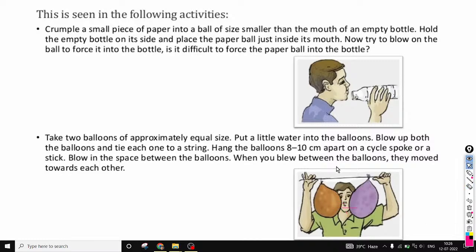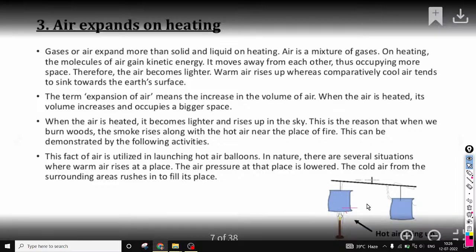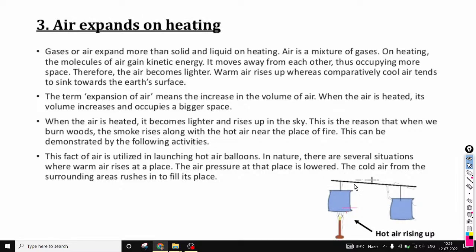And next, air expands on heating. As you all know, when you heat the air, it is going to expand, and you can see this experiment. You can take a hot air balloon bag, and if you heat that bag, definitely it will expand. So it will become lighter, and when it expands, the size will also increase.